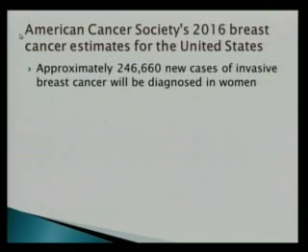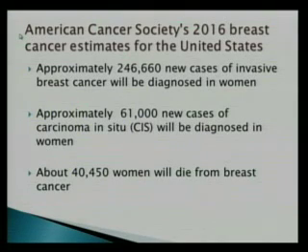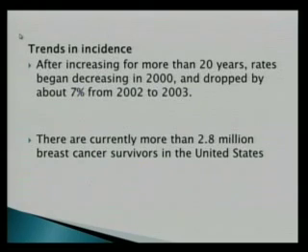About 246,000 cases of invasive breast cancer will be diagnosed. 61,000 cases of what we call carcinoma in situ, which can be ductal or lobular, will be diagnosed, which are basically cancer that is contained either in the duct or the lobule. And 40,450 women will die from breast cancer in the United States this year. That's their estimates. So that's why we care about screening for breast cancer.